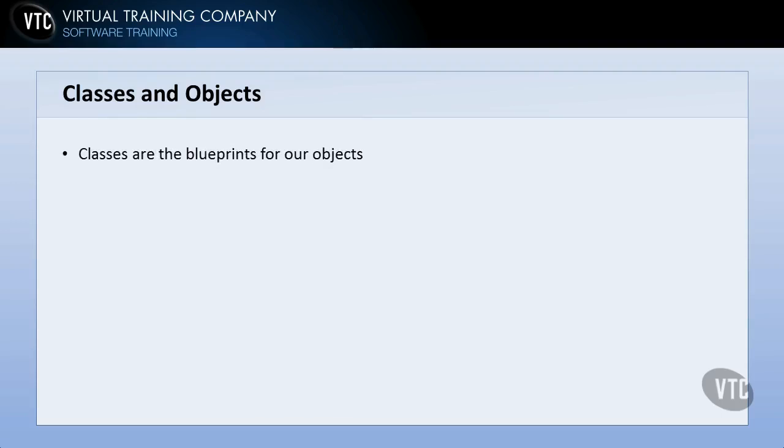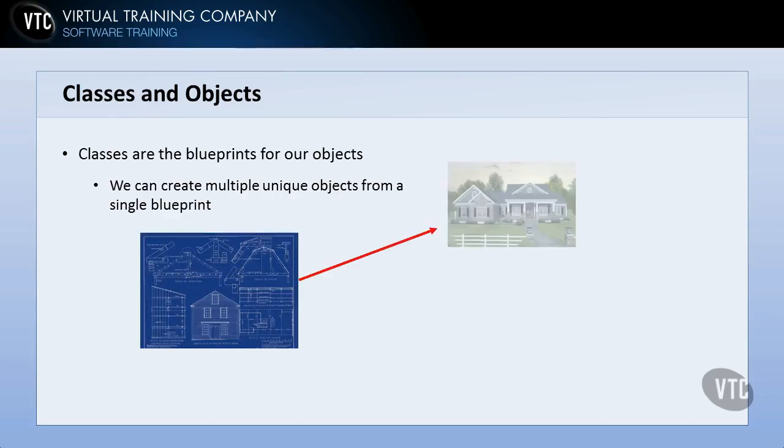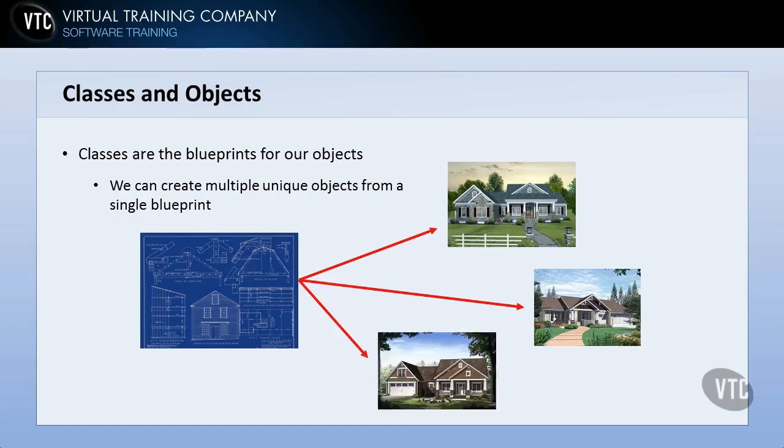Now classes are the blueprints for our objects. When we want to add a real-world object to an application and then utilize that object, we do that by building a class. So the class is what we use to create or instantiate our objects. Now just like in real life, we can create multiple unique objects from a single blueprint. So we have a blueprint of a house. Notice we can use that same blueprint to build multiple different styles of houses with different elevations, little different styles.